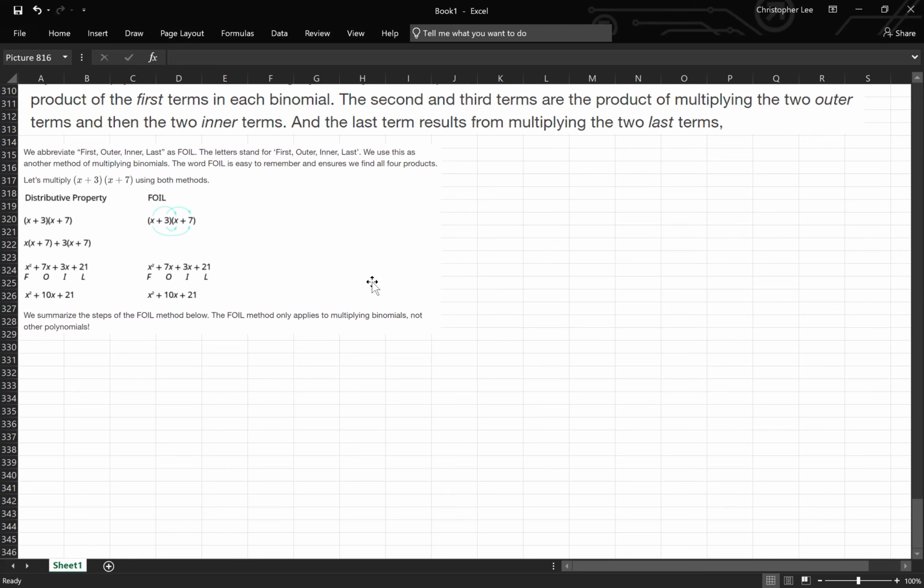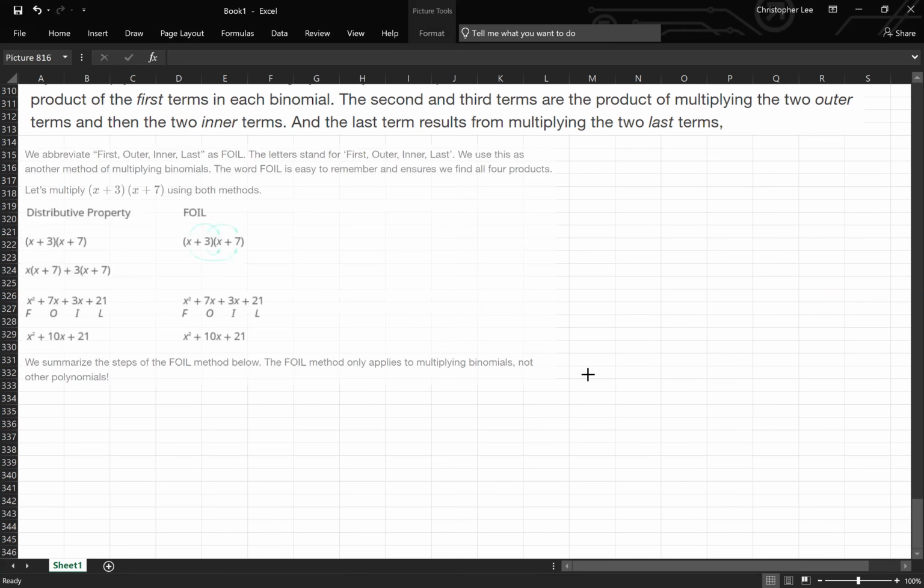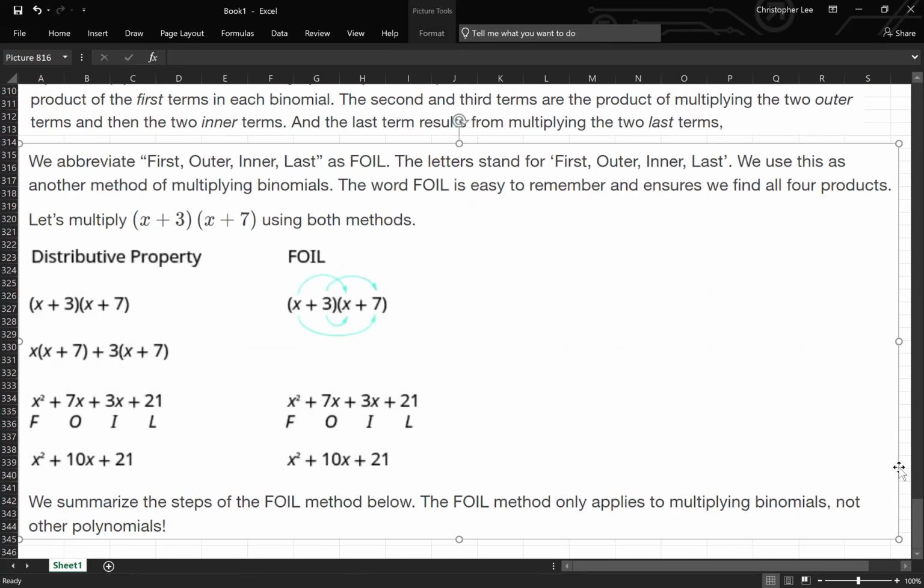Sorry about that. Okay, so we abbreviate first, outer, inner, last as FOIL. The letters stand for first, outer, inner, last. We use this as another method of multiplying binomials. The word FOIL is easy to remember and ensures we find all four products.